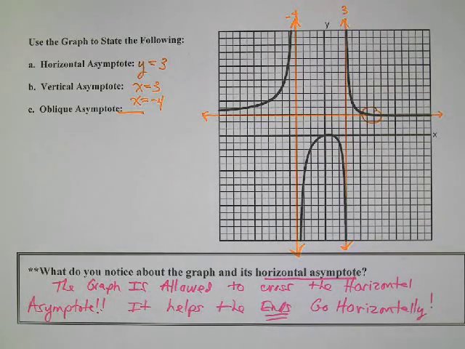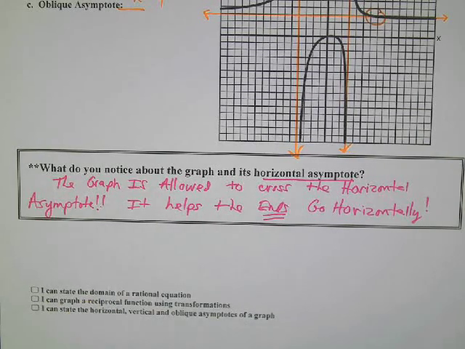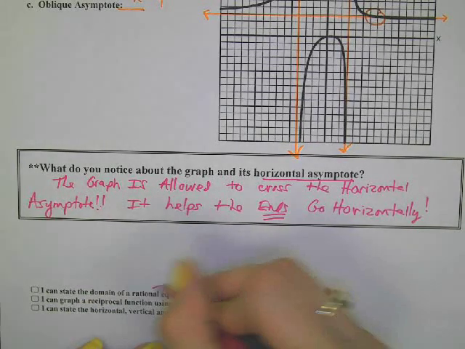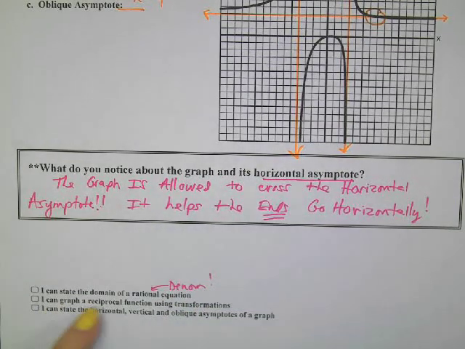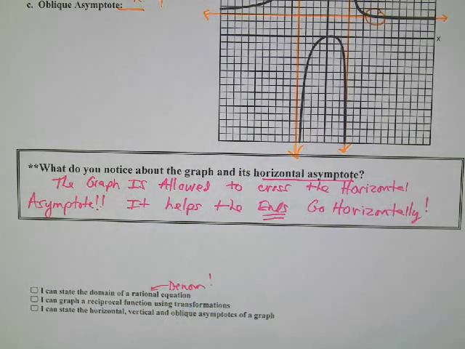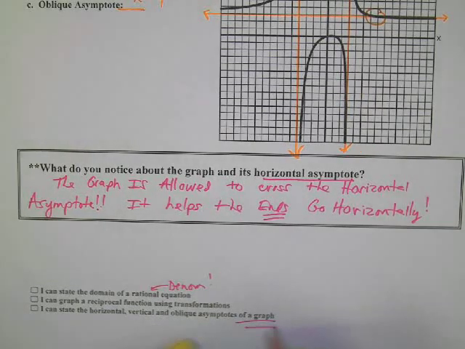Okay? Can you, after watching this video, state the domain of a rational equation? I hope you know that you have to look in the denominator. Can you graph a reciprocal function using transformations? We didn't really talk about that yet, so we'll do that tomorrow. Can you state the horizontal, vertical, and oblique asymptotes by looking at a graph?